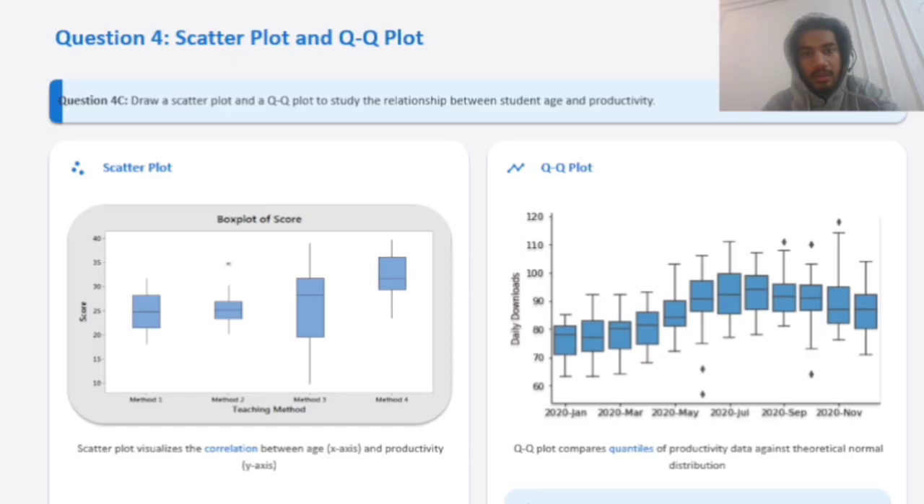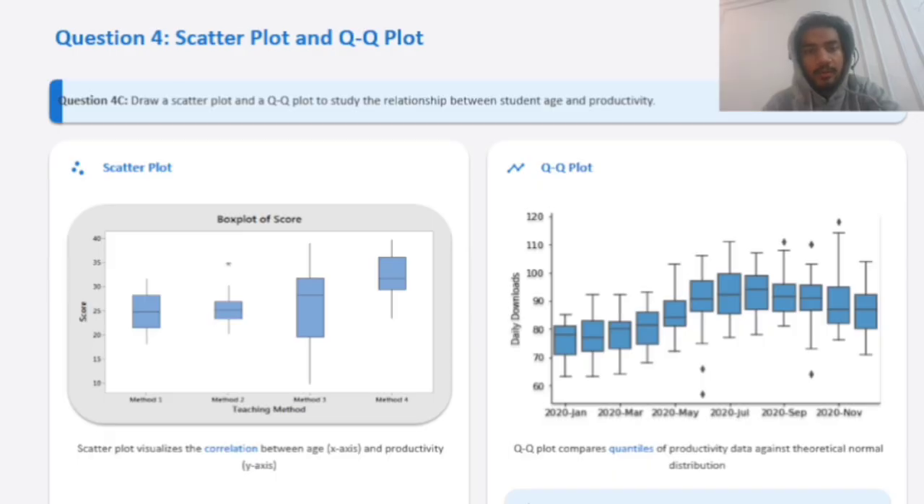These are our graphs of the scatter plot. The scatter plot shows the relationship between age and productivity. We observe a mild upward trend, meaning as age increases slightly, productivity also increases slightly. This indicates a weak positive correlation, not very strong but present.